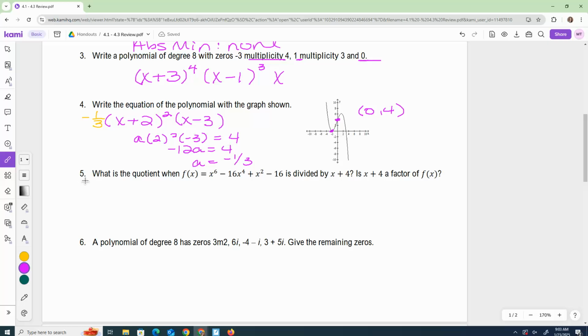Alright, finding the quotient, so this was back when we started synthetic division. So if I'm dividing by x plus 4, we put our -4 out here. Coefficients, I put this one on purpose because we tend to miss a lot of these. It's a 1x to the 6th. There is no x to the 5th, so don't forget your 0x to the 5th. -16x to the 4th, 0x cubed, 1x squared, 0x, and -16. Lots of people are forgetting the zeros on these.